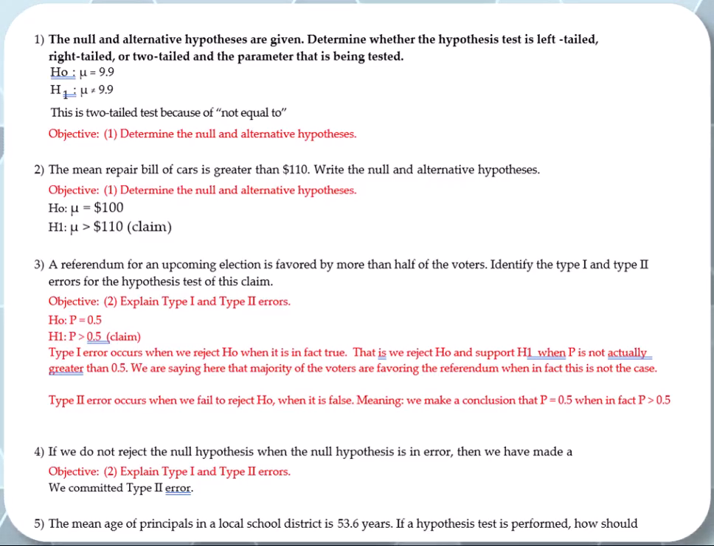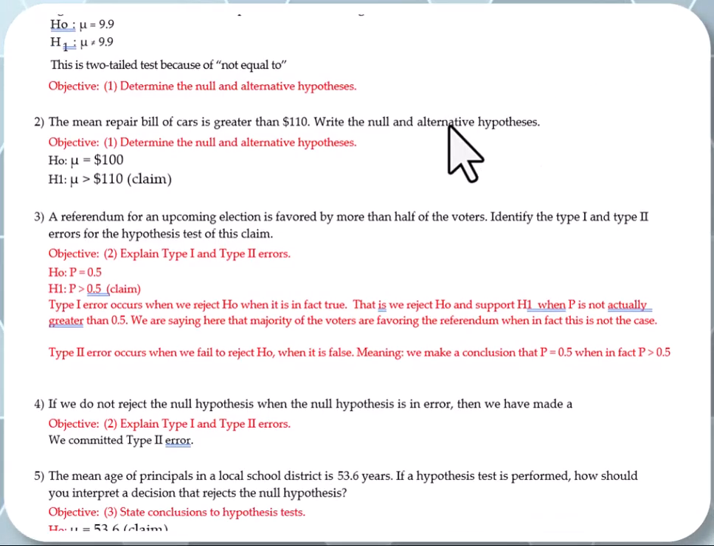Number 2, the mean repair bill of cars is greater than 110. Write the null and the alternative hypotheses. Greater than should go to the alternative hypothesis, and the null hypothesis is a statement of equality always. So H1 will be mean greater than 110, and this is what the claim is. And mean equals 110 is the null hypothesis.